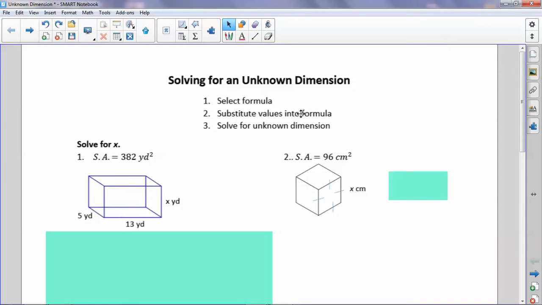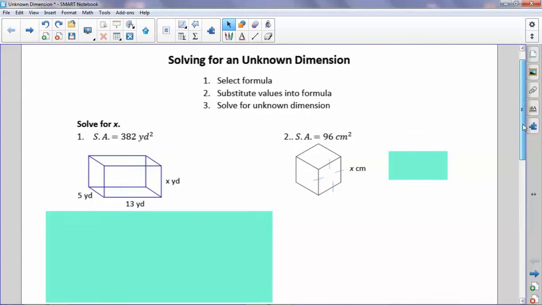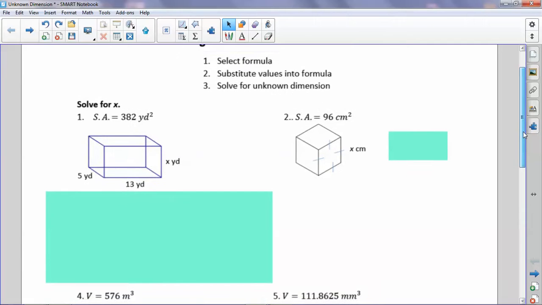Second, you're going to substitute the values into the formula, and then you're just going to simply solve for the unknown dimension or your variable. So in this case, it's x. Just a quick practice: we'll do two together and then you will do the rest on your own.